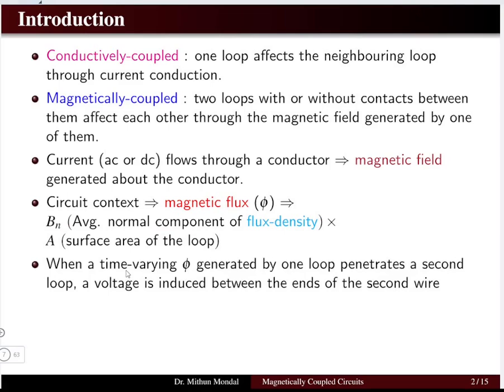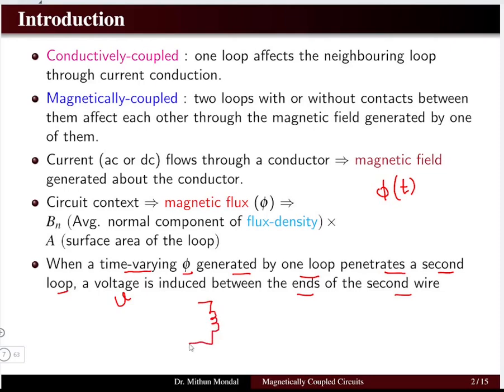Now, if there is a time varying flux, it means the flux is a function of time t. When the flux is varying with respect to time t and it is generated by one loop, it is penetrating a second loop. Then there will be a voltage induced between the ends of the second wire. So let us see this with a diagram.